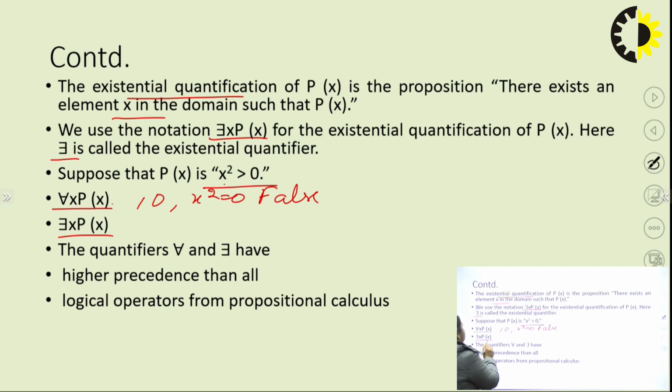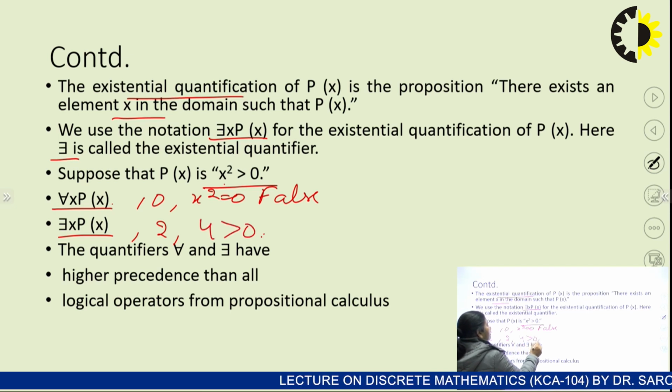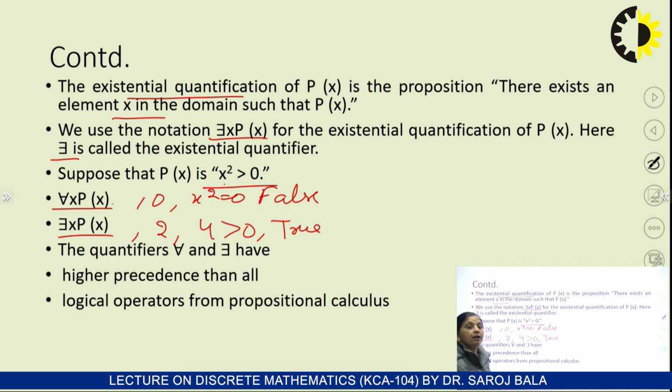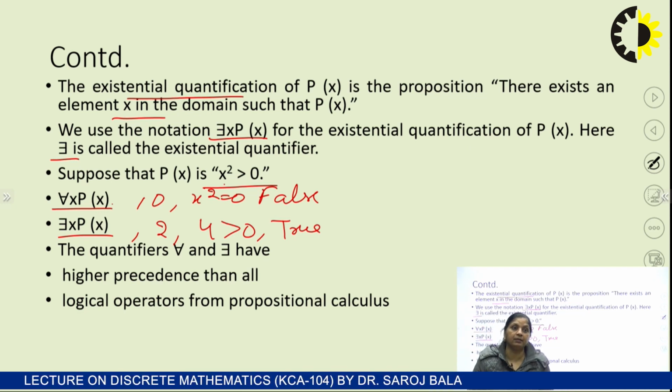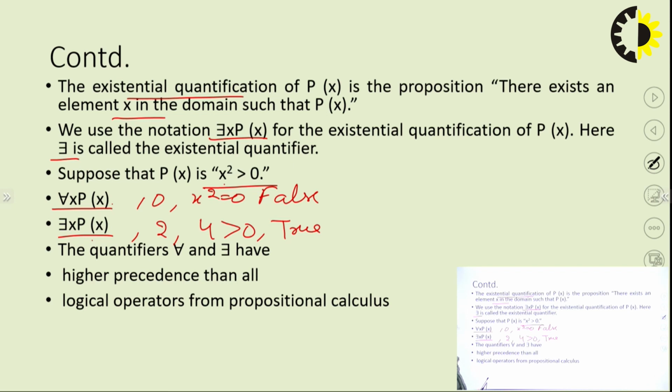So, it assumes false value for all x Px. Now, there exists x Px. So, for there exists, there should be at least one value. So, if I take 2, we know x square is 4, which is greater than 0. So, this will be true. So, what domain I have taken? I have taken the domain of integers. For integer domain, this particular predicate that x square is greater than 0 will be false for all x Px, but it will be true for there exists Px.